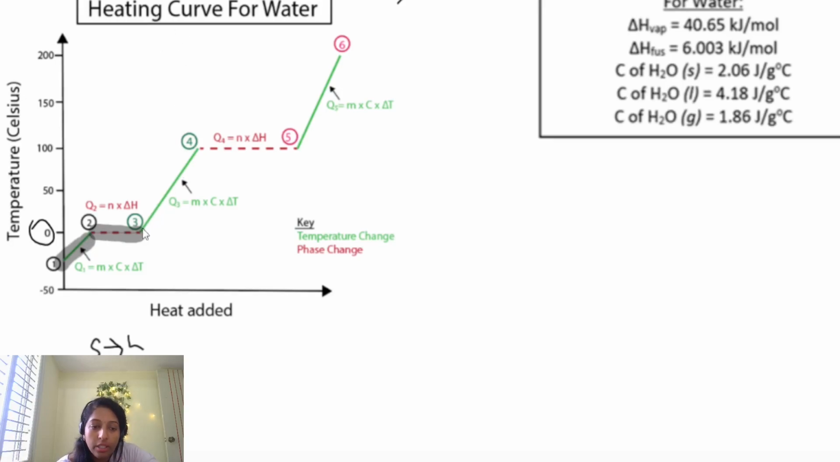So due to that one, here there is no temperature change, so you can't use MC delta T. MC delta T you can use only when there is a temperature change. Okay. So this horizontal position, you need another equation.